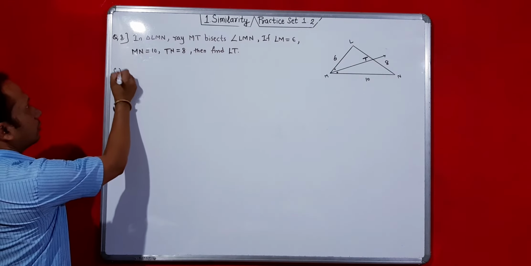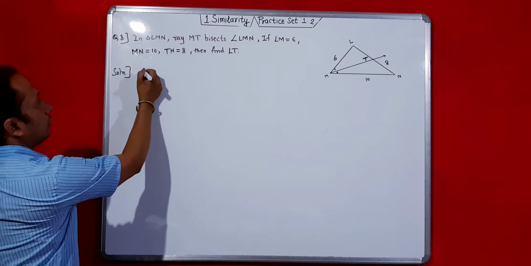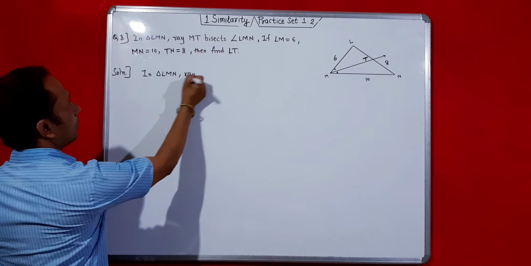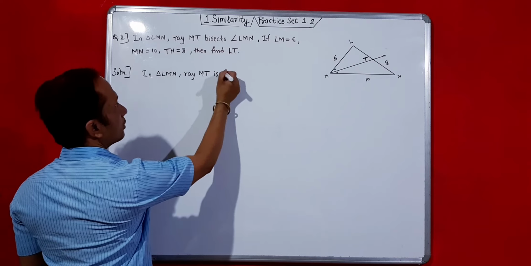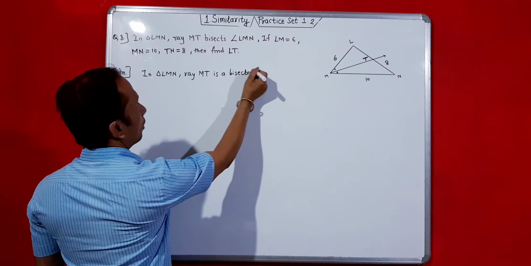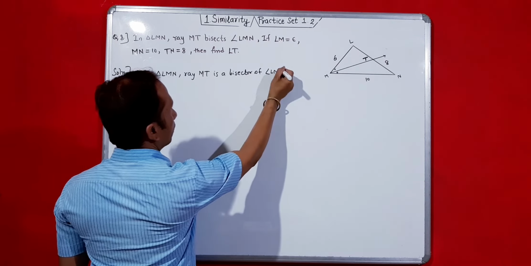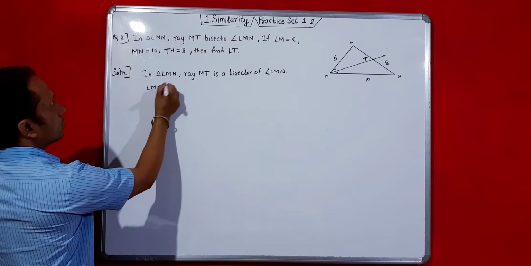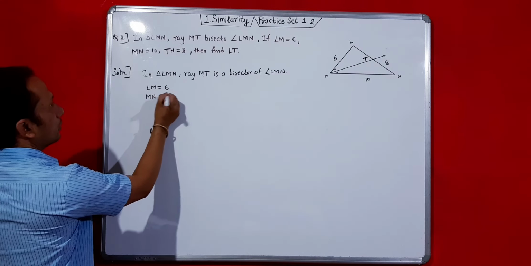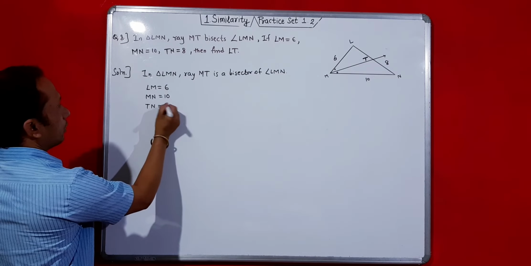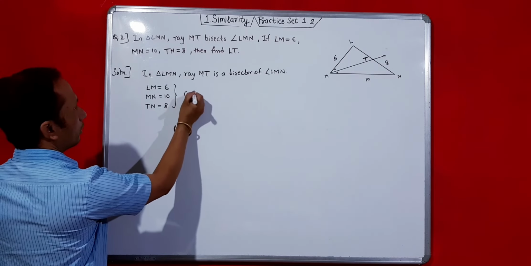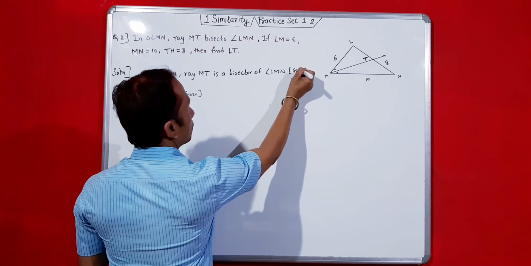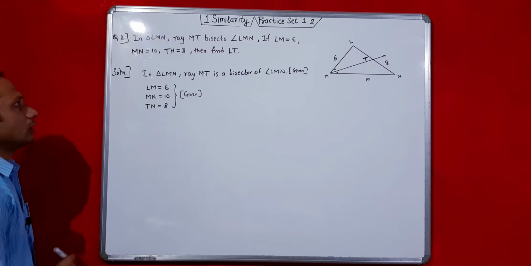We'll write the solution. First we'll write the given. In triangle LMN, ray MT is a bisector of angle LMN. It is given. Now, what else is given, we will write here: LM is equal to 6, MN is equal to 10, TN is equal to 8. These are all the given. It is better that you write the given first, and we have to find LT.